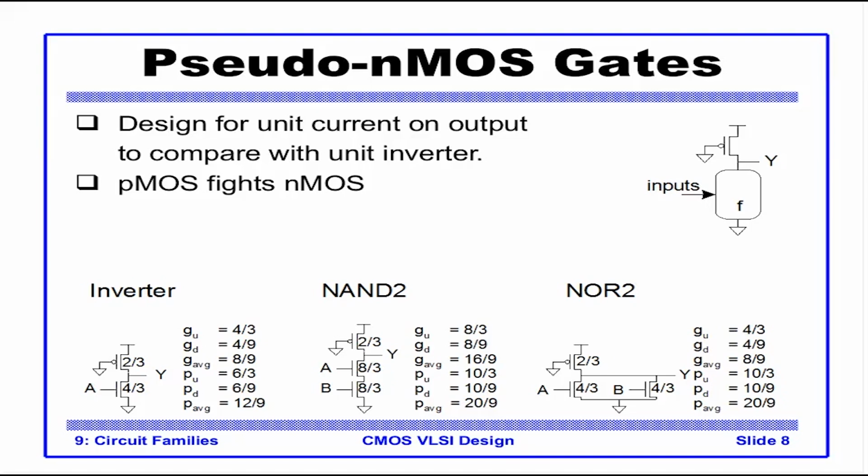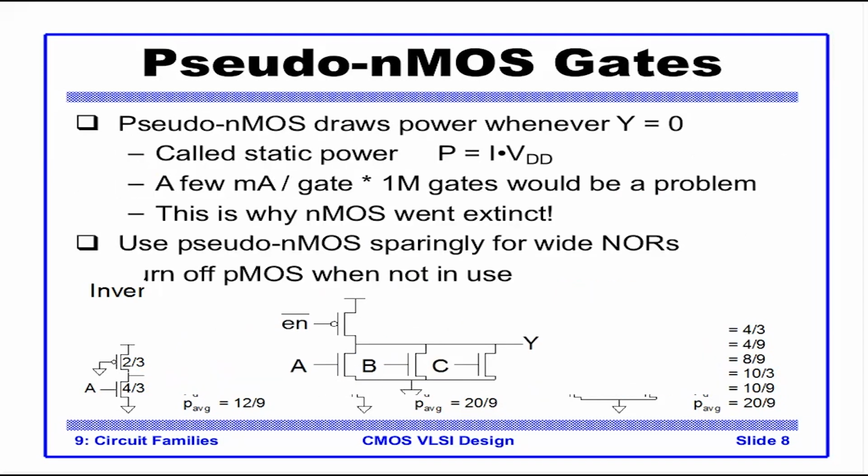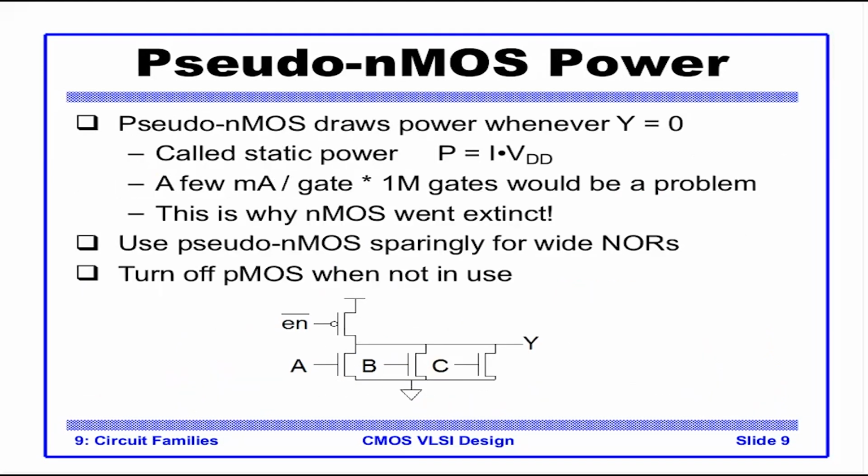So then why is it not popular? That's the question, right? It has lower area, it has lower capacitance, so it would be faster than a regular CMOS, but then why is it not popular? The most pressing concern here is that pseudo NMOS draws power whenever Y is 0. Whenever Y is stable 0, NMOS is on, and PMOS is also on, as PMOS is always on.